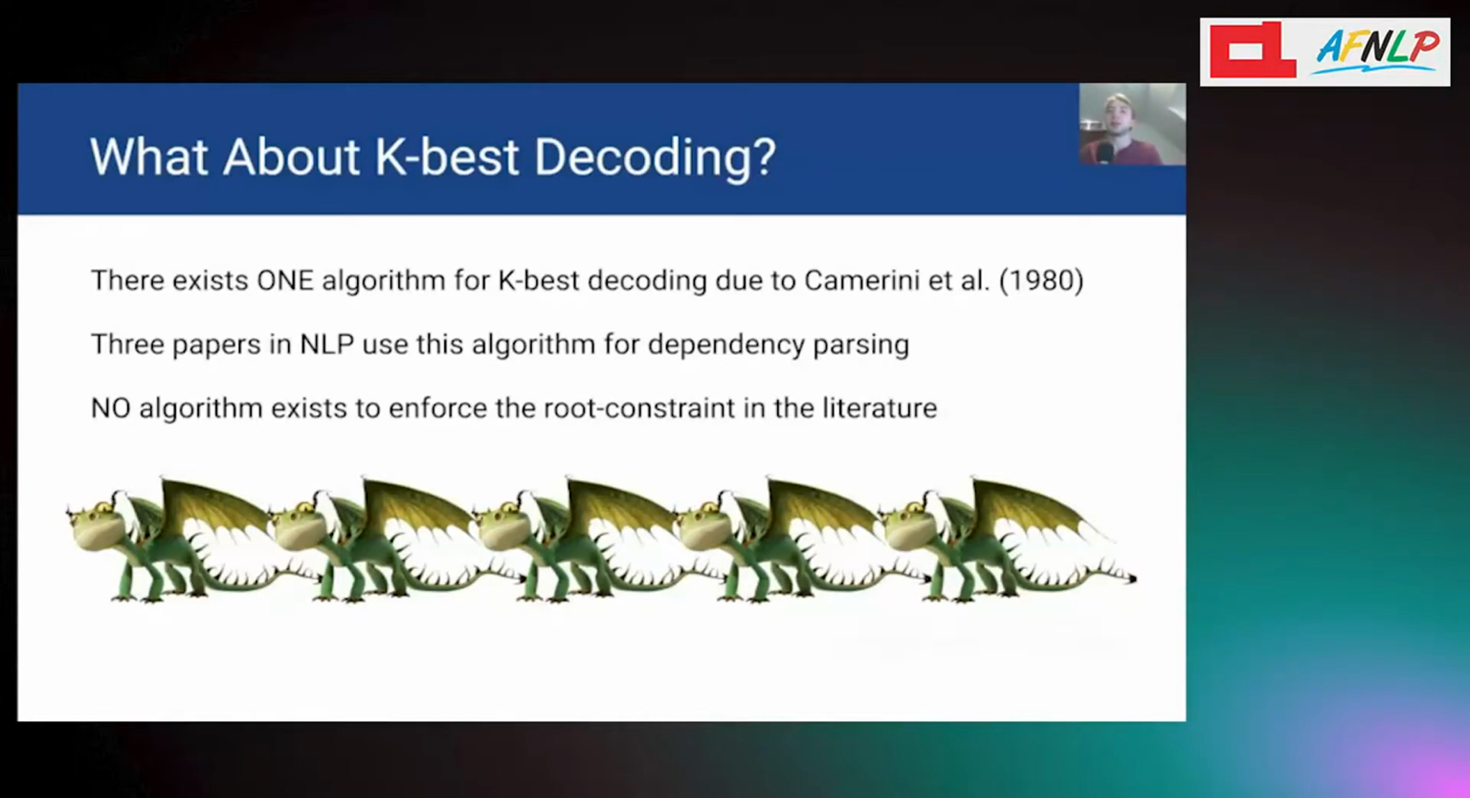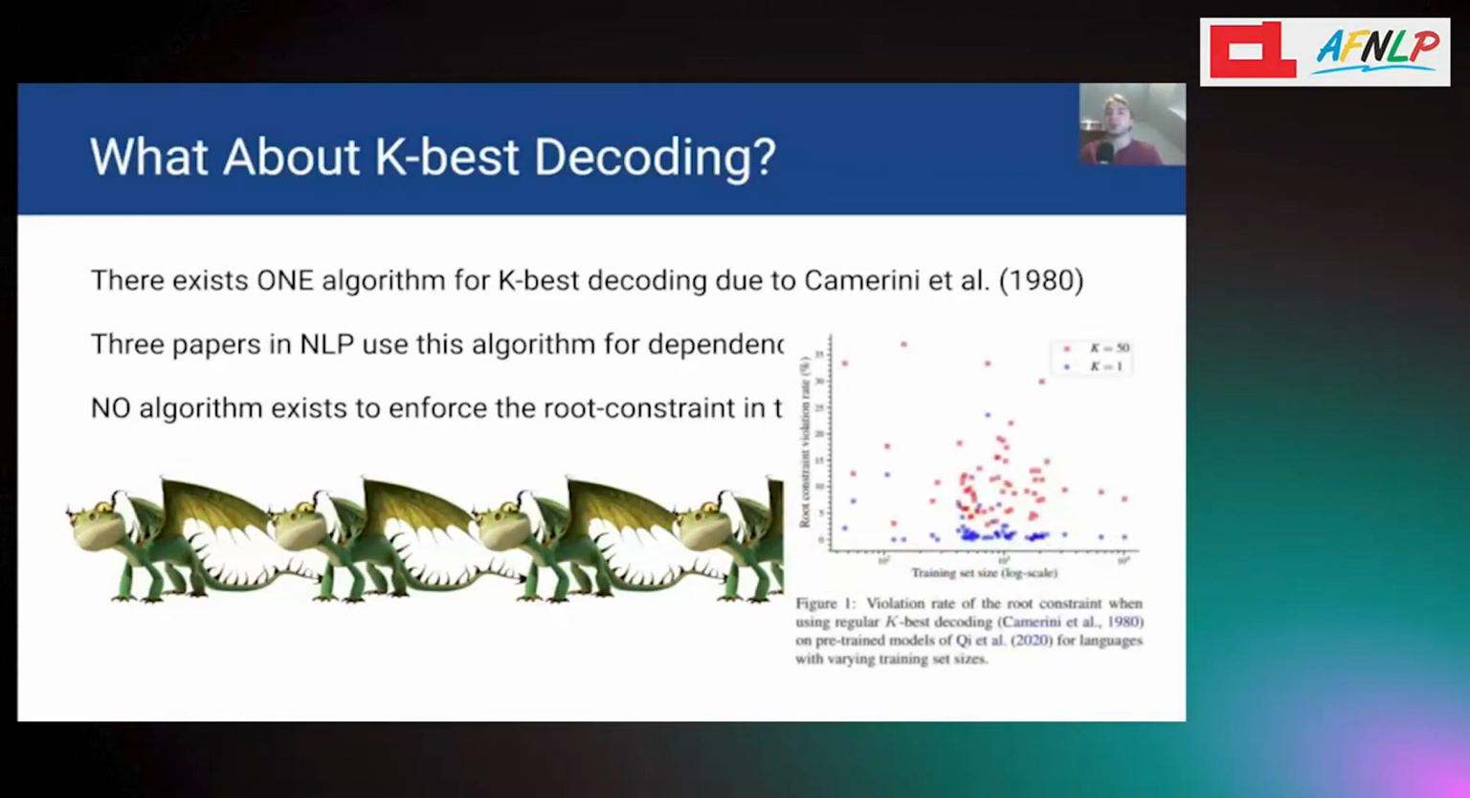Now why should this matter? Even though a state-of-the-art parser does a good job of learning the root constraint in the one best case, it does not learn the pattern sufficiently well to decode the k-best trees subject to the root constraint. Indeed, the root constraint violation rate increases by an average of 13 times and up to 44 times when decoding with the 1 best and 50 best trees.